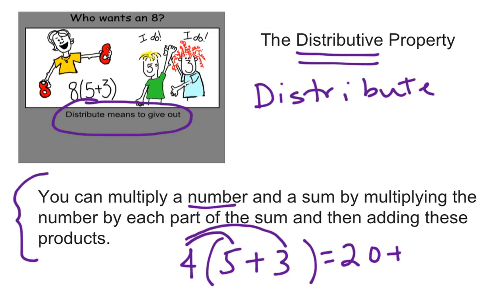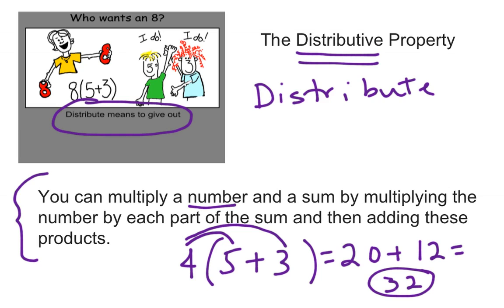So my 4 gets multiplied by my 5, I get 20. It gets multiplied by the 3, I get 12. And then you can add those two together, and you get 32. Now I know that you could have gone to this original problem and added the 5 and the 3 using the order of operations, and get 4 times 8, and also get 32. But we're trying to illustrate the distributive property, which is going to come in handy, especially in algebra.